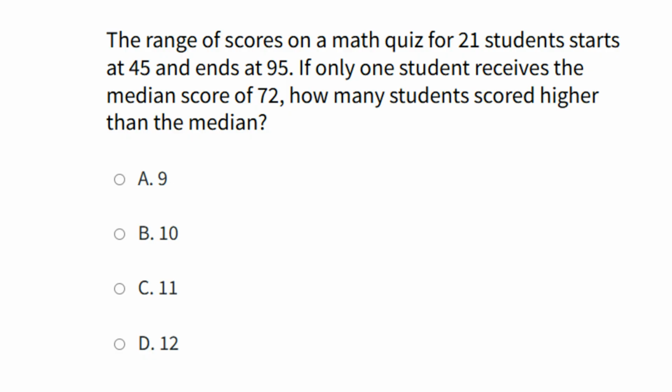And for our last question, the range of scores on a math quiz for 21 students starts at 45 and ends at 95. If only one student receives the median score of 72, how many students scored higher than the median? A. 9, B. 10, C. 11, D. 12.